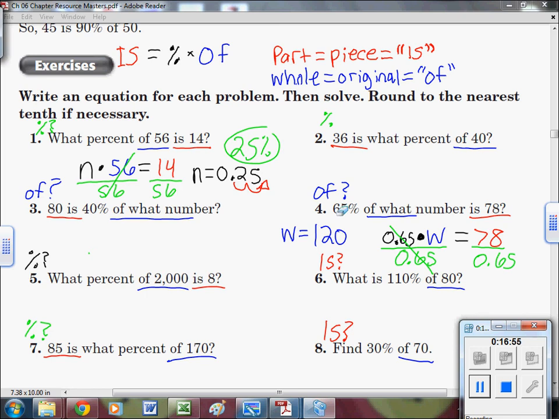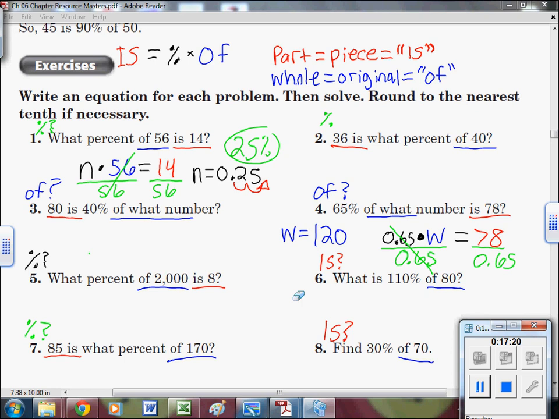And so let's see, 65%. That means more than half, but only a little more than half. So a half of 120 is 60. We're looking for an answer that's more than 60, but not a whole lot more. So 78 is going to be our money. 78 is a little more than half of 120, so it is reasonable that 78 is 65% of 120.